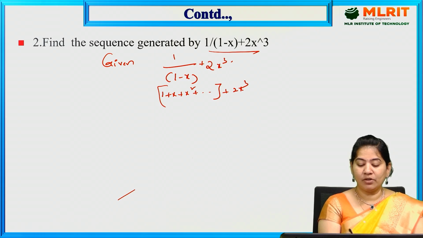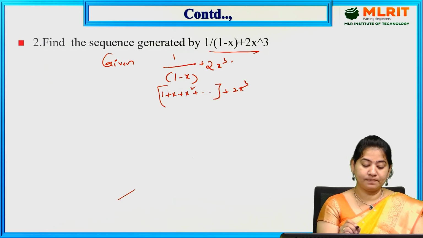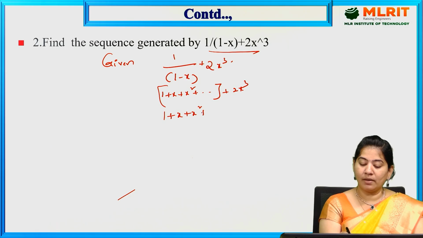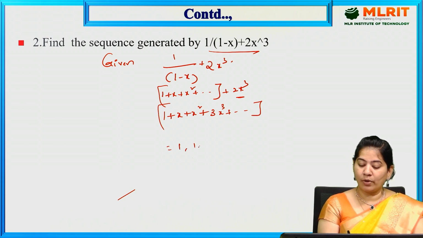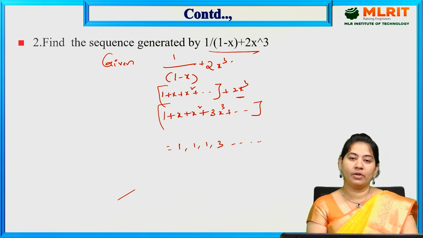Then here you will get 1 plus x plus x square. Here you will get 2x cube and x cube. x cube plus 2x cube is 3x cube, plus so on. So now if you observe, 1, 1, 1, 3 is the sequence generated from the given function.